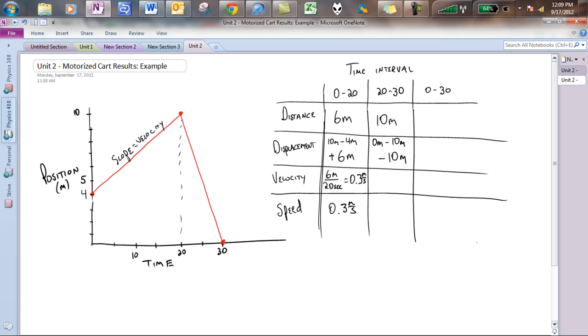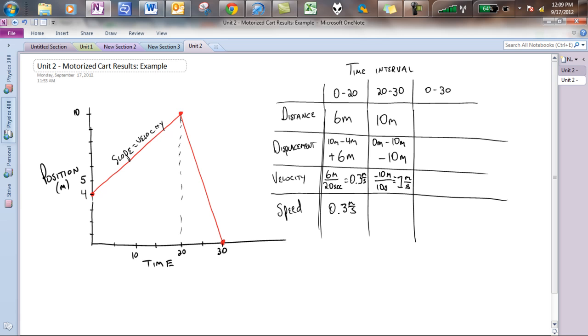So remember, the slope is going to be rise over run. I am seeing my rise in this case be, well, it's actually a negative rise, so it's negative 10 meters divided by the 10 seconds, and you'll notice that we are at 1 meter per second there. I'm sorry, negative 1 meter per second. Again, velocity tells us direction. We are moving left in this example, or towards the origin. That's what that negative is referring to.